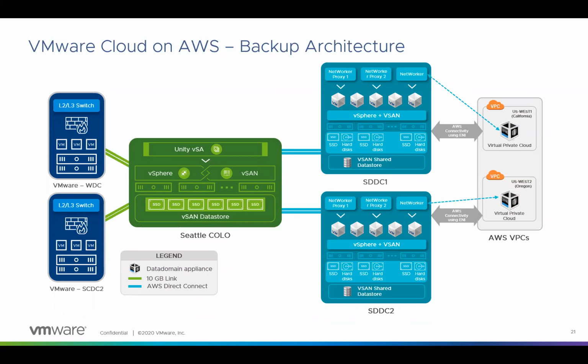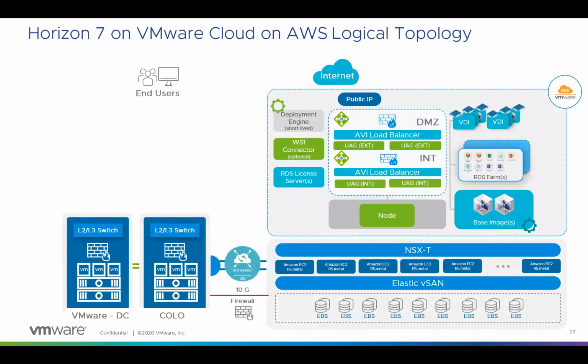Now that our foundation is set, we reviewed the network architecture, infrastructure architecture, connectivity, backups, core services, just bringing it all together. Once we had this foundation built, we were able to deploy Horizon on VMware Cloud on AWS. As you can see in this architecture, the NSX Advanced Load Balancer or AVI load balancer is load balancing the UAGs, external and internal.